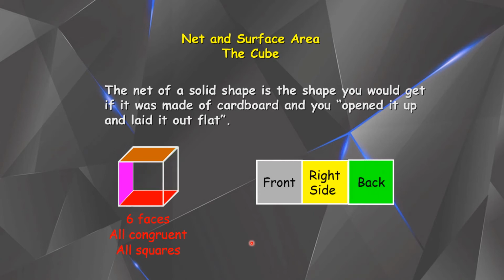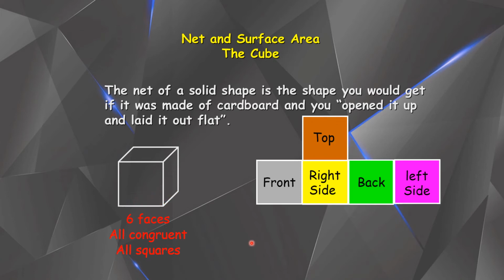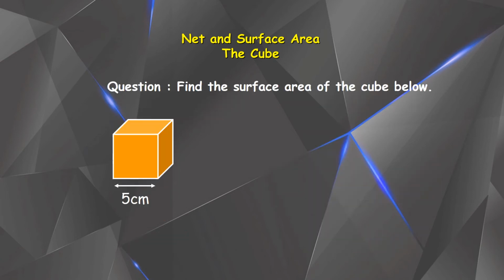And look at this, the back side, the left side, the upper part, and the lower part. So the front, right, back, left, and the top, bottom look like this. After you open it up and lay it flat, it will give you an idea. So this is the net of the cube. I hope you understand. Now the next part, the question: find the surface area of the cube below.